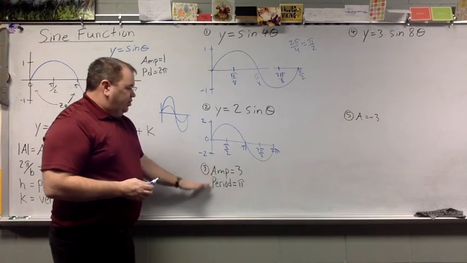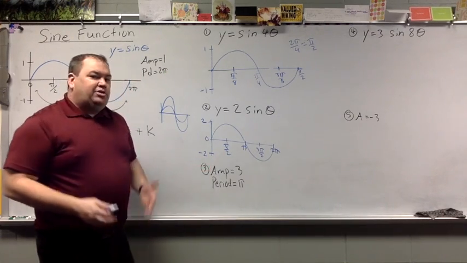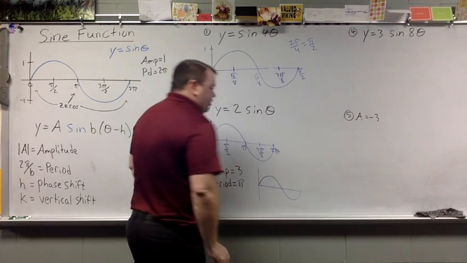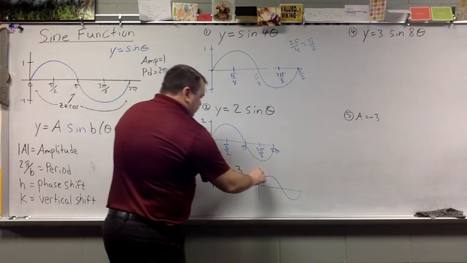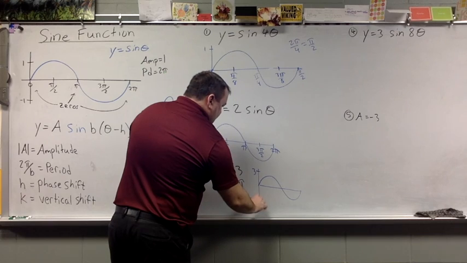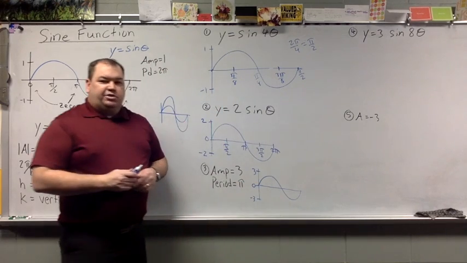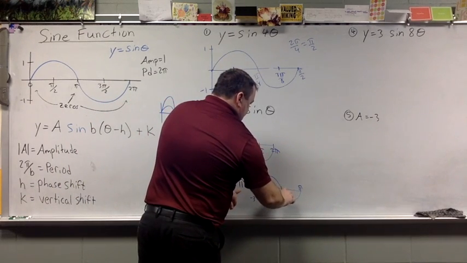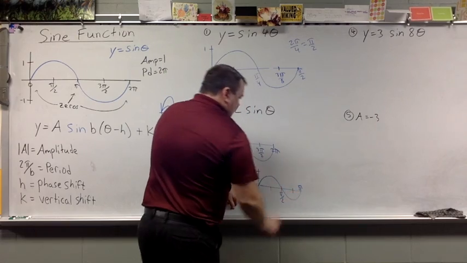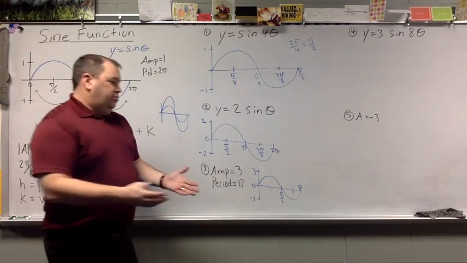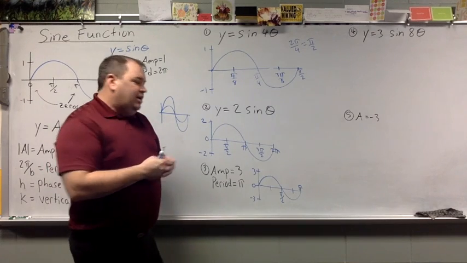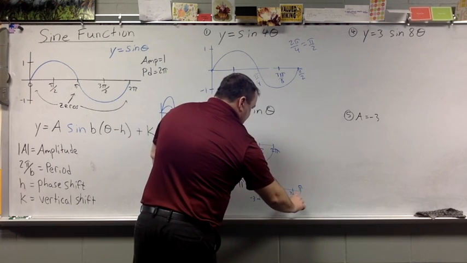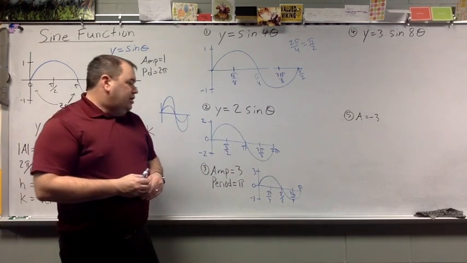Now, this one, they want me to change both. So I'm going to start with the graph. They want an amplitude of 3. So here's my sine curve. My amplitude of 3 means I go up 3, I go down 3, all starting from 0. And they want my period to be pi. Something like that. Now, to bare minimum, this is what I'm looking for in a graph. A lot of people will put the in-betweens in. It's just a matter of doing your fractions.